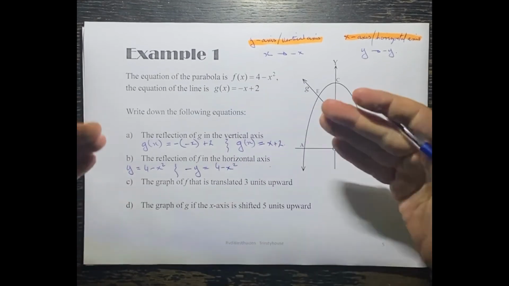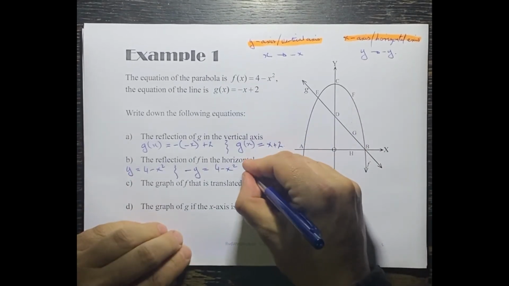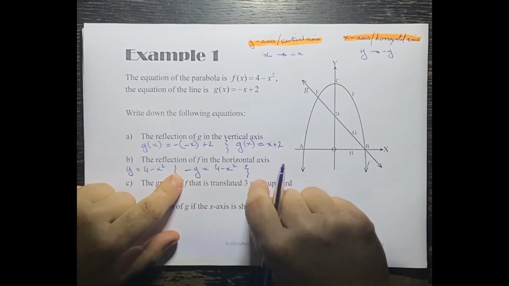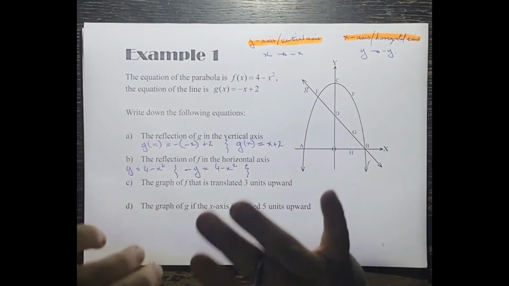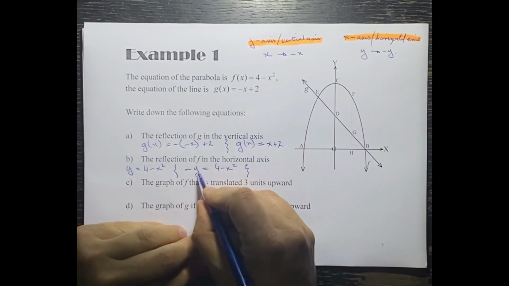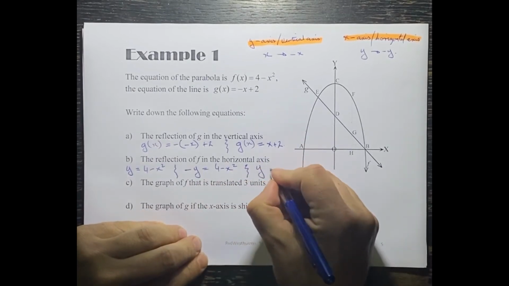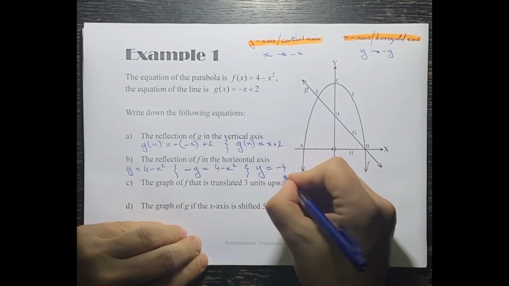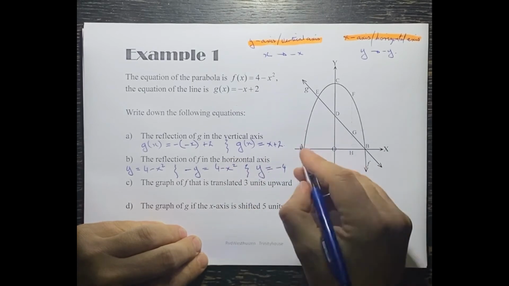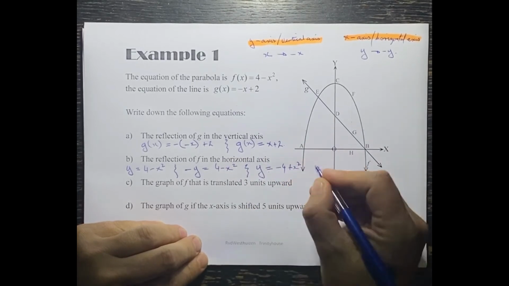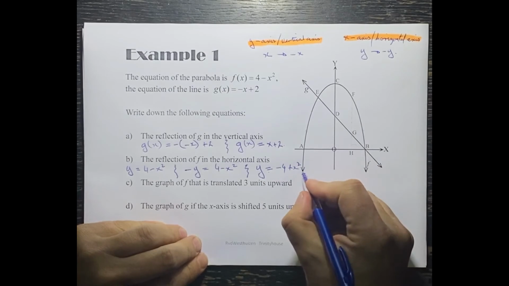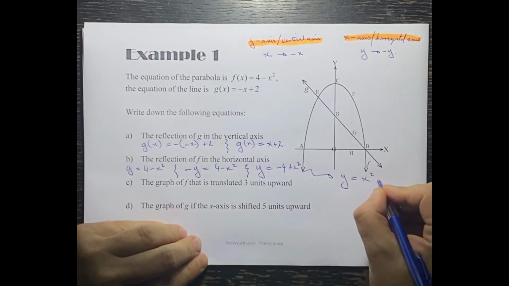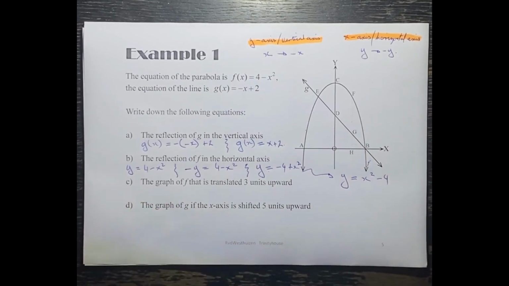Okay, so I've done the reflection now, but we never ever write an equation as minus y is equal to something. We have to get y. So what I'm going to do is divide through by negative 1. 4 divided by negative 1 is minus 4. Minus x squared divided by negative 1 is plus x squared. And that is our reflection. We can rewrite that as y is equal to x squared minus 4, just so that it's in order.